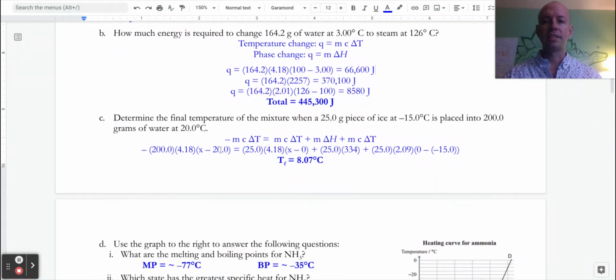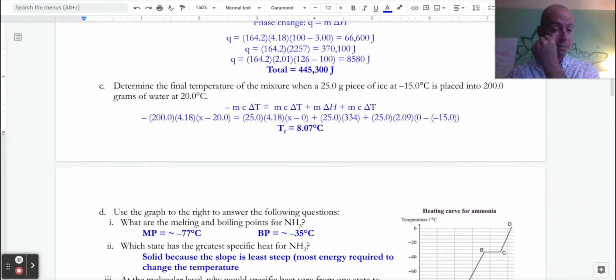And then here, C asks about the final temperature when a piece of ice at -15 is placed into water at 20. This is a little bit of a tricky problem that may require some guessing and checking or some trial and error to figure out. But what's going to happen is the water we know will cool down. So right here, I have the mass, the specific heat, and the temperature change of the water accounted for.